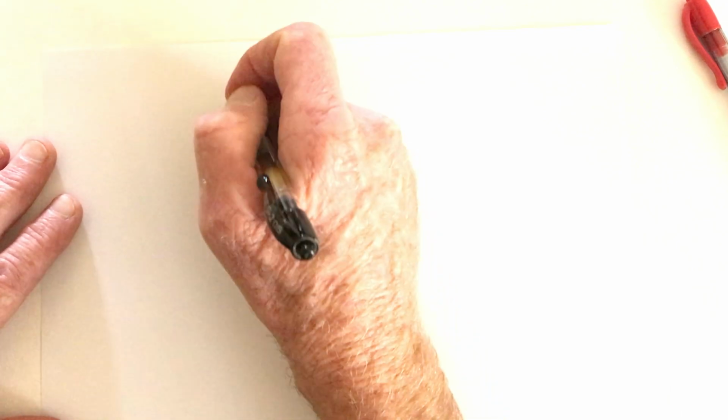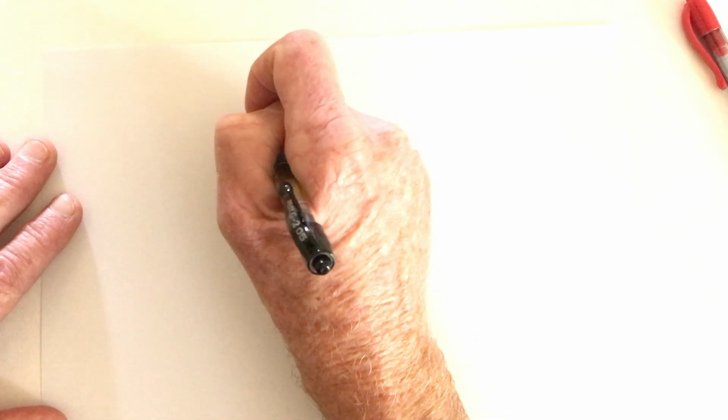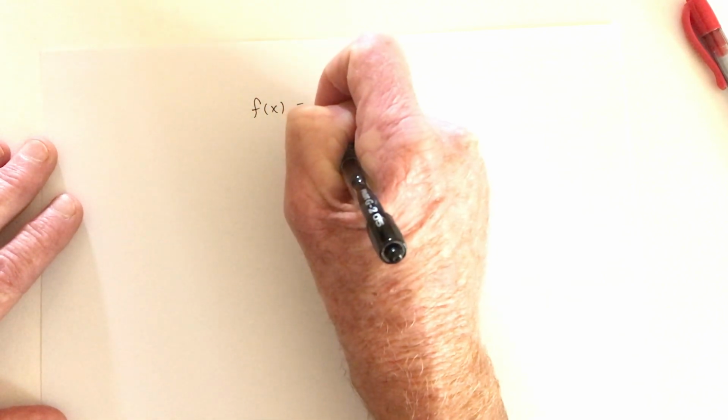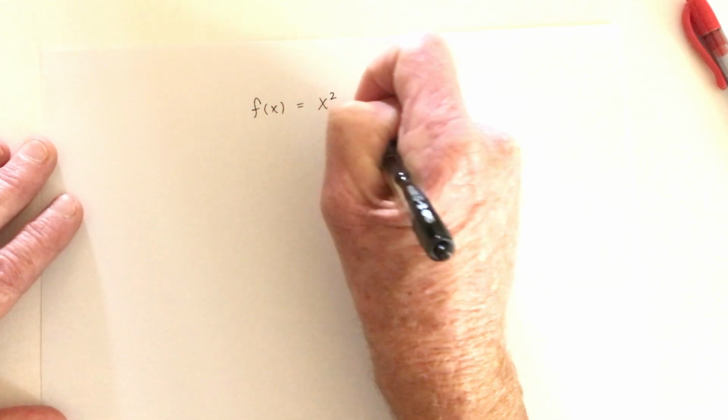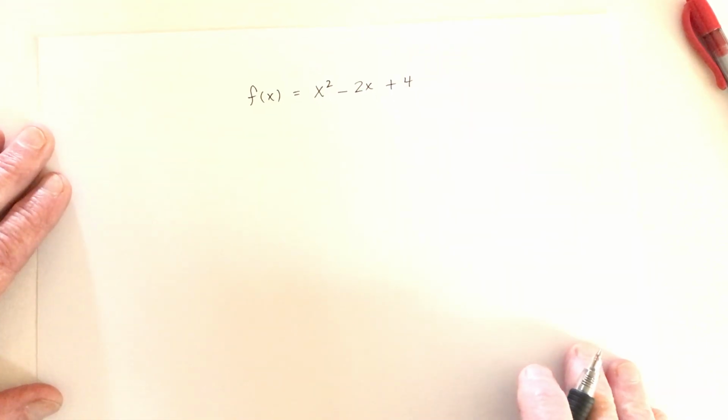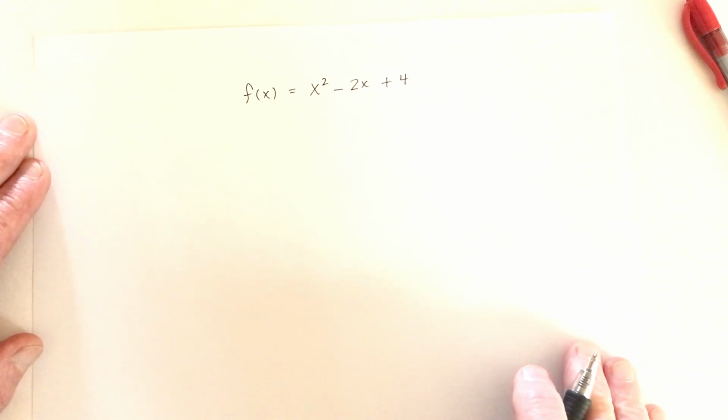Oh, actually, I wanted to do another part with that. So I guess it would be part F, but I should write down the function again. That was x squared minus 2x plus 4. And this next part I want to do is graph it.